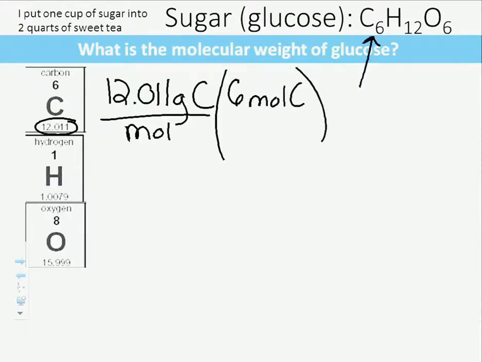If you understand how to do it and you want to pause this video right now, I do recommend you do it. Figure out what the molecular weight of glucose is on your own. If not, you can keep on watching. Or you could pause it and then keep on watching. That's probably what I would recommend doing.